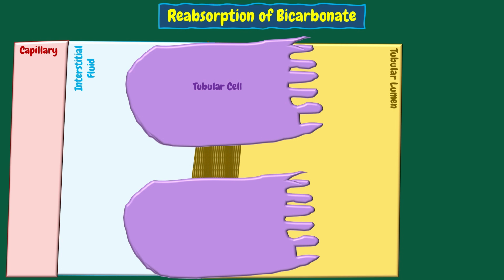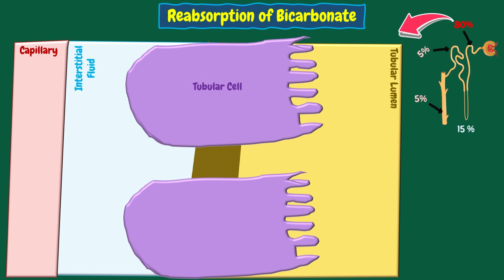Last is the reabsorption of bicarbonates. All the filtered bicarbonate in the renal tubules is reabsorbed. About 80% of it is reabsorbed in the proximal convoluted tubule, 15% in the loop of Henle, and 5% in the distal convoluted tubule and collecting duct. The reabsorption of bicarbonate utilizes the proton secreted into the renal tubules. Bicarbonate is reabsorbed actively, mostly in the proximal tubule. It is reabsorbed in the form of carbon dioxide.